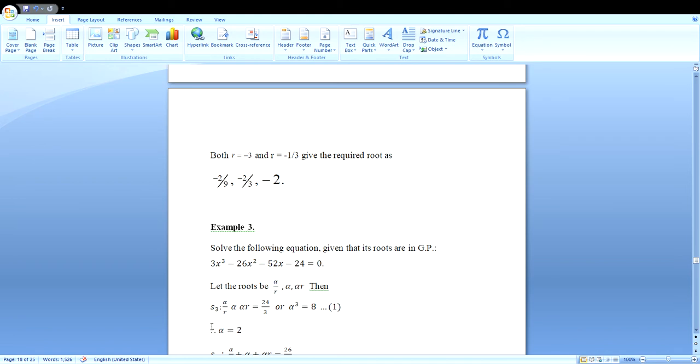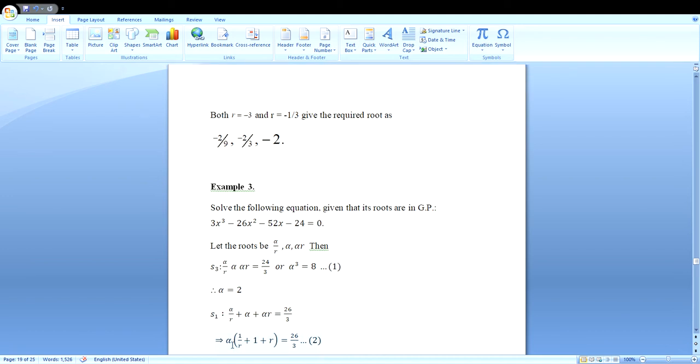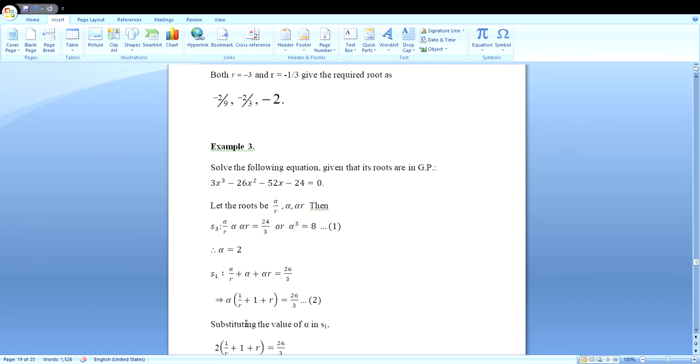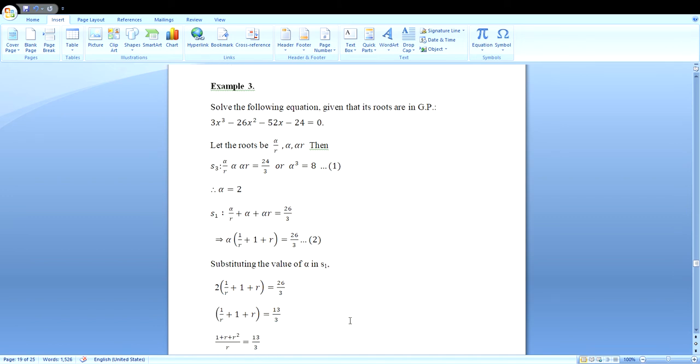Then S3, taking the products, alpha by r into alpha into alpha r equal to minus a3 by a0, that is 24 by 3, that is alpha cube equal to 8. This gives us alpha equal to 2. Now considering S1, that is taking the sum of all the roots, alpha by r plus alpha plus alpha r equal to minus a1 by a0, that is 26 by 3. Taking alpha outside, alpha into 1 by r plus 1 plus r equal to 26 by 3.